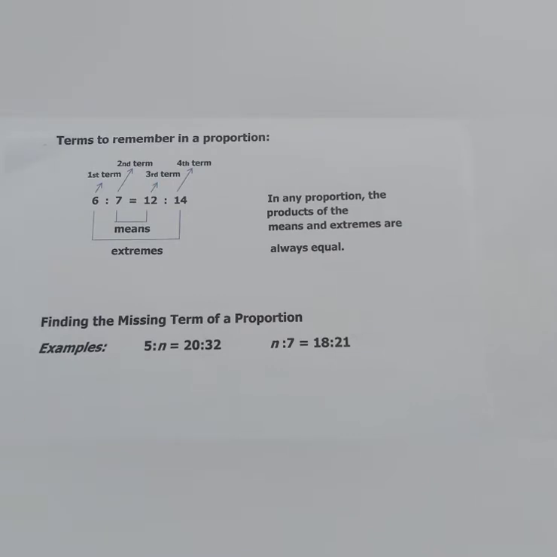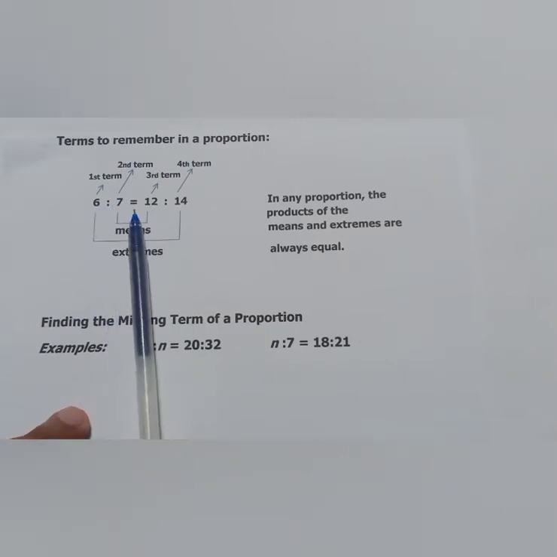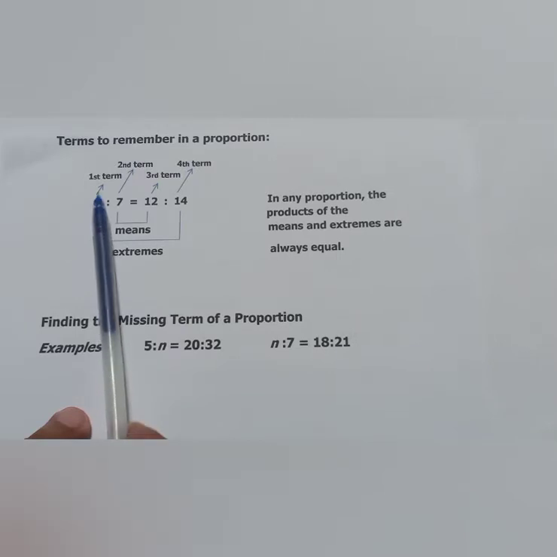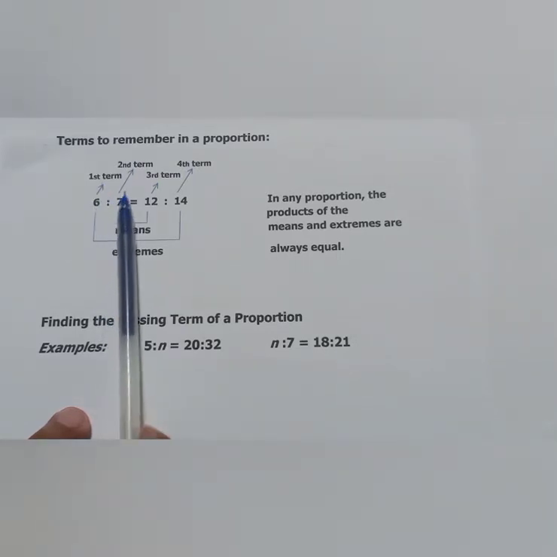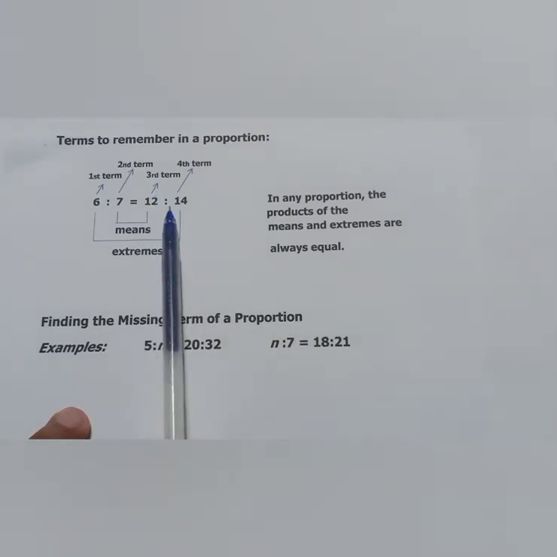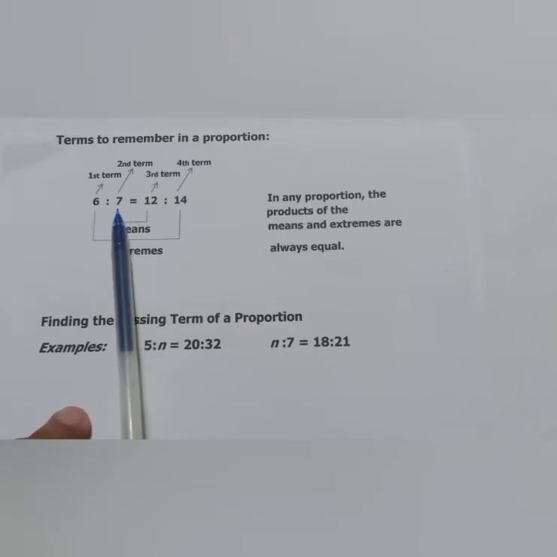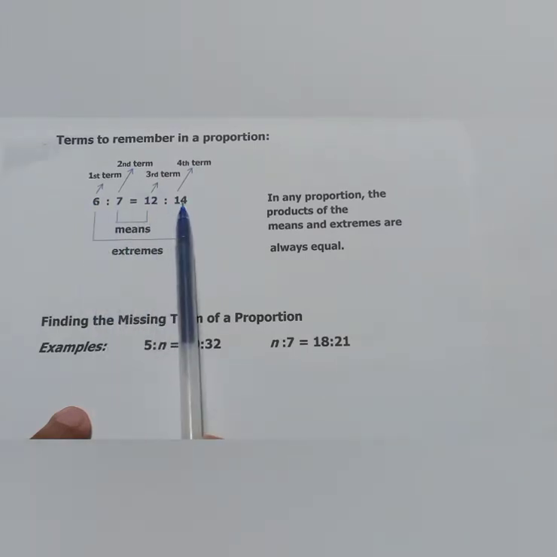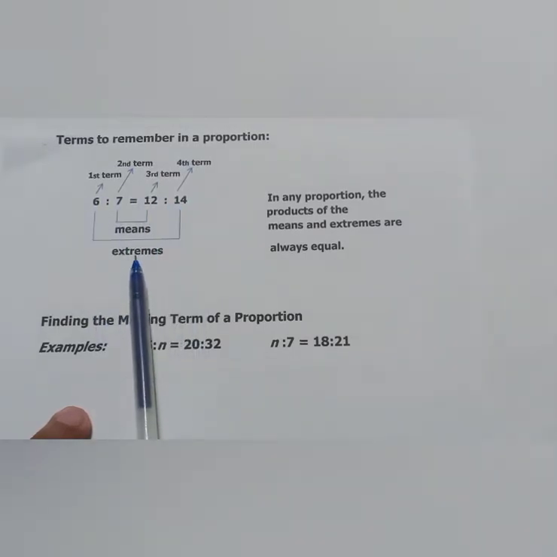Now let's discuss some important terms to remember in a proportion. Look at this ratio, 6 is to 7 equals 12 is to 14. The 6 here is our first term. The 7 is our second term. The 12 is our third term. And the 14 is our fourth term. And by the way, 7 and 12 here are called the means. Then 6 and 14 are called the extremes.